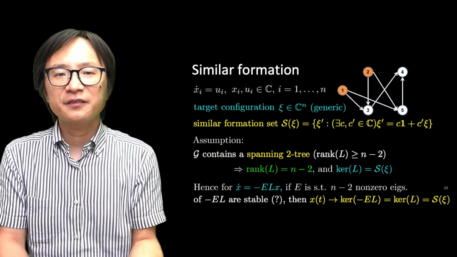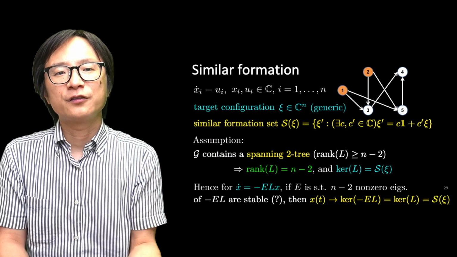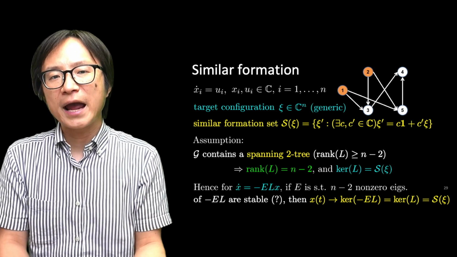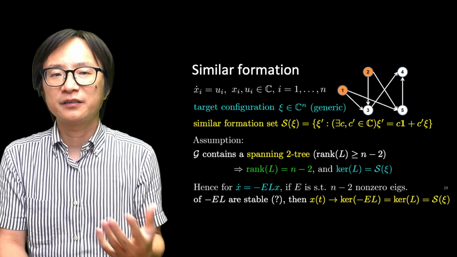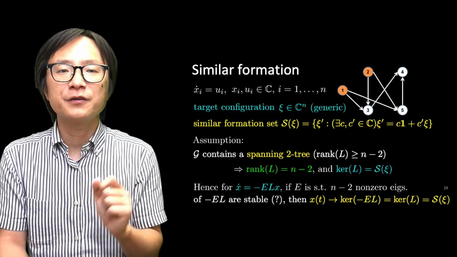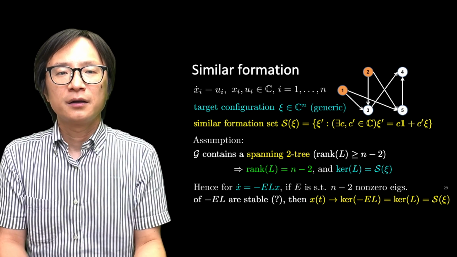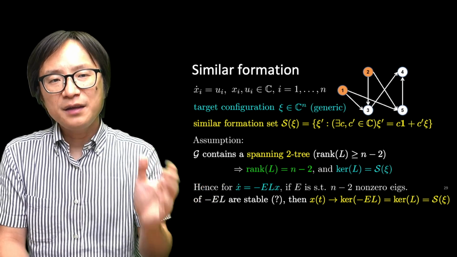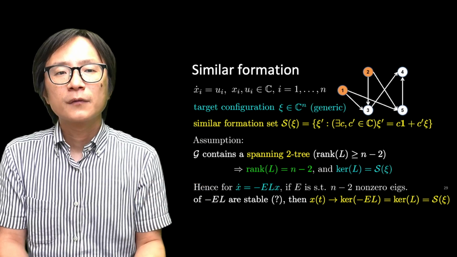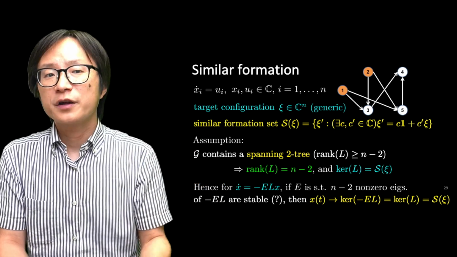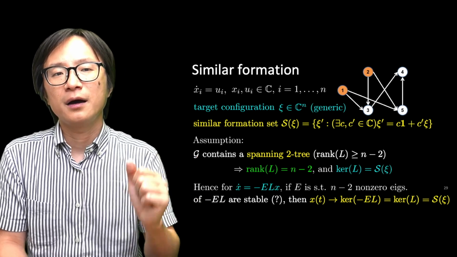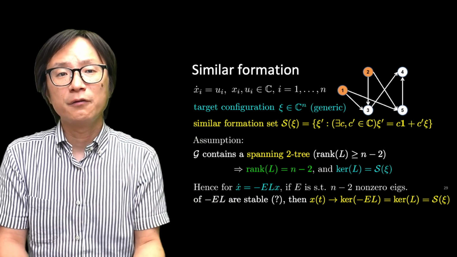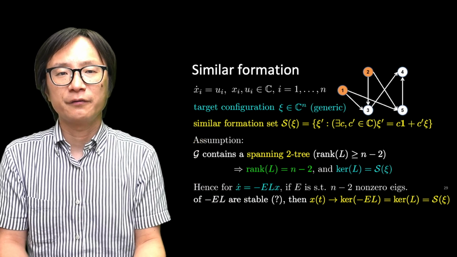So for the entire system, if we can design this diagonal matrix E such that the n-2 non-zero eigenvalues of minus EL are stable, then we know that the state will converge to the kernel of minus E times L. Because the epsilons are non-zero complex numbers, the E matrix must be invertible. That means the kernel of minus EL is the same as the kernel of L, which is the same as the set of all similar formations. So the state will converge to a similar formation to the imposed target configuration.